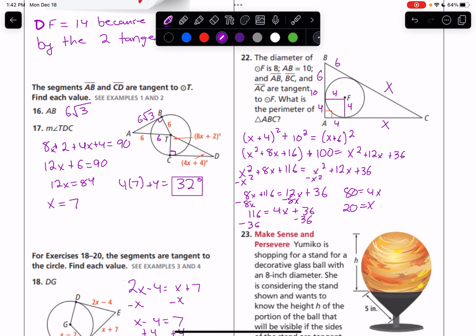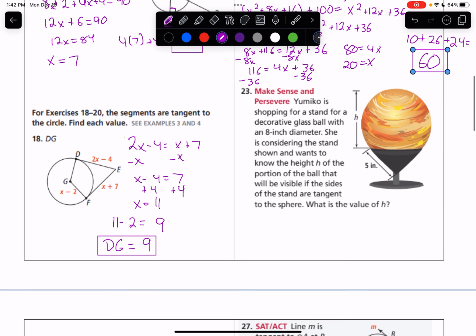And the question is, what is the perimeter of triangle ABC? So triangle ABC has a side that's 10. It has a side that is 20 plus 6. And it has a side that's 4 plus 20, or 24. We add those all together, and we get 60 for the perimeter of the triangle, which is the answer to the question.